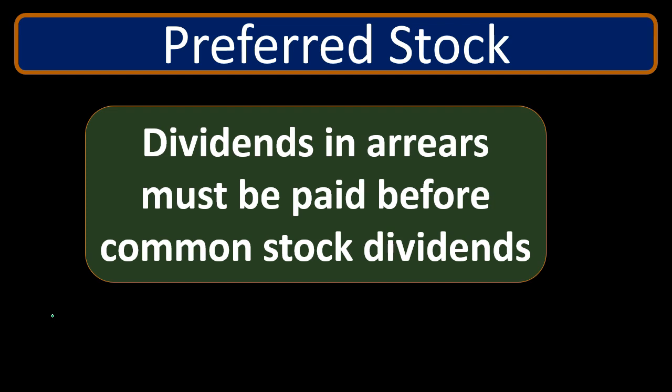But if they do declare a dividend, they have to pay not only the preferred stockholders for that year's dividends according to the calculation for preferred stock, but also any dividends that they had not yet paid in prior years. That's called dividends in arrears. So before the common stockholders get anything, they've got to pay off not only the preferred stockholders' current dividend amount, but any dividend amounts that had accumulated in prior years.